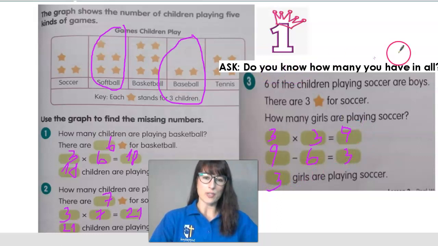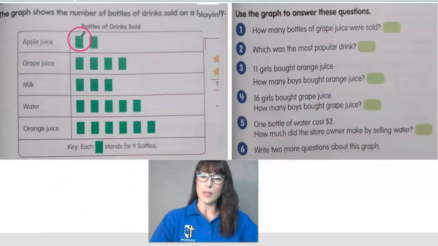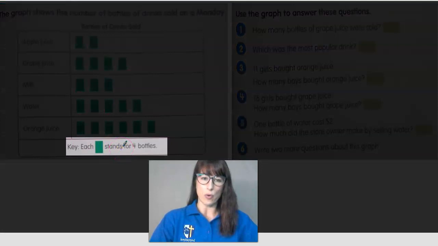So this is how we solve this picture graph. Let's look at one more picture graph, a last one for today's lesson. This one is about bottles of drinks sold: apple juice, grape juice, milk, water, and orange juice. Our key is 4. All right, how many bottles of grape juice were sold?